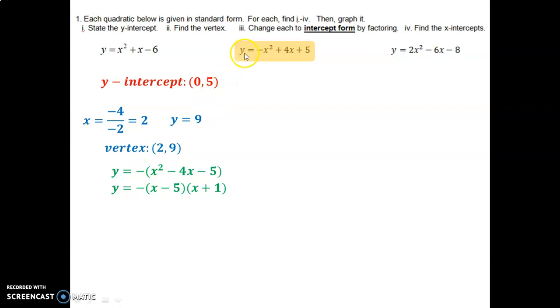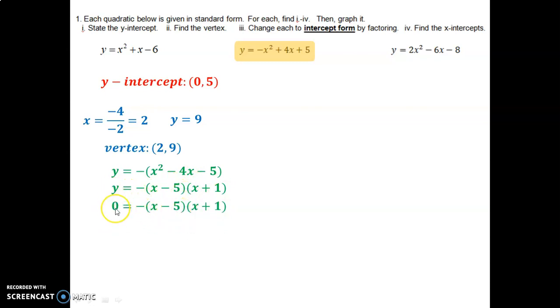So just like the standard form has that -1 a value, so does the intercept form. It has that -1 a value in front. So that a value has the same effect in terms of making it concave down and making it have a certain width. But here's the factors there.